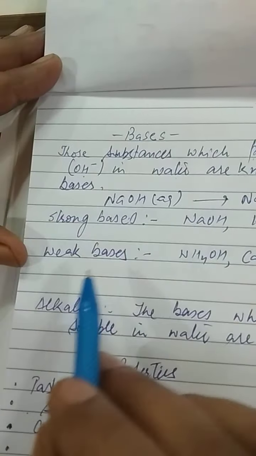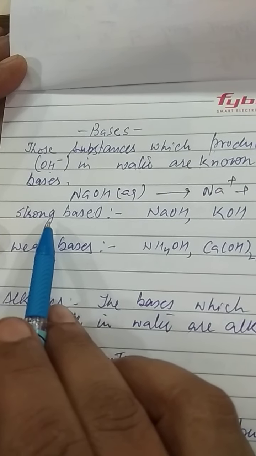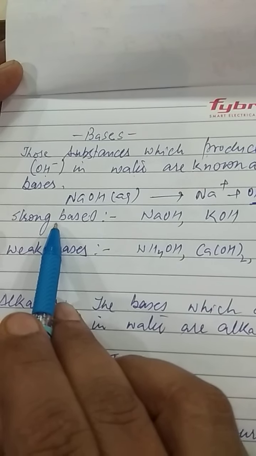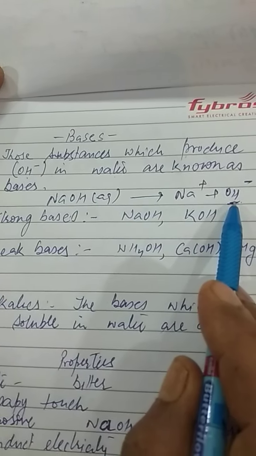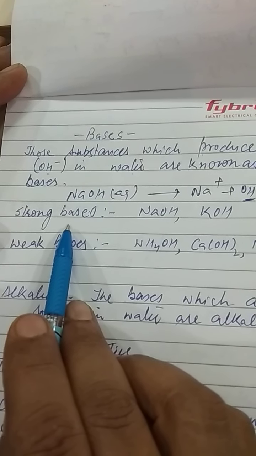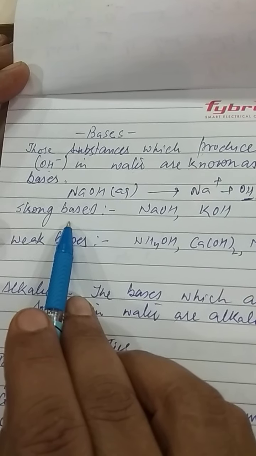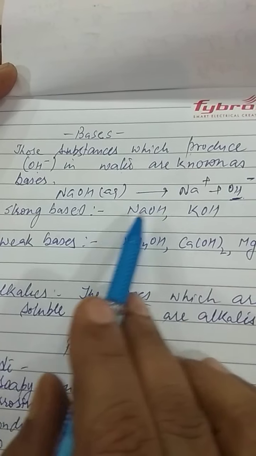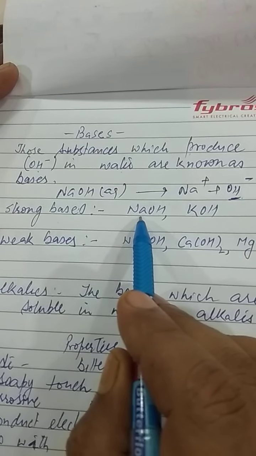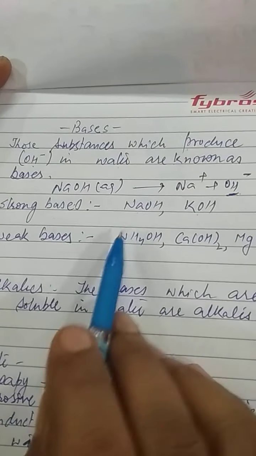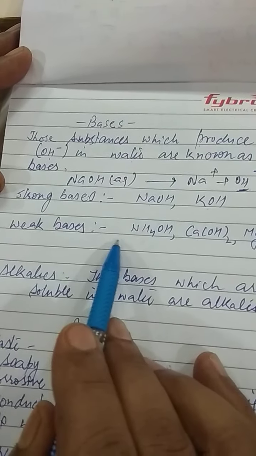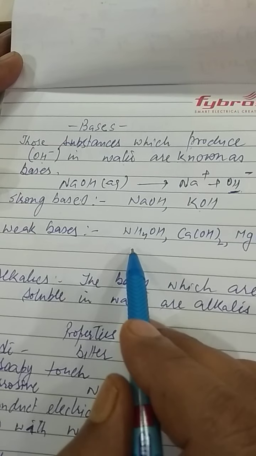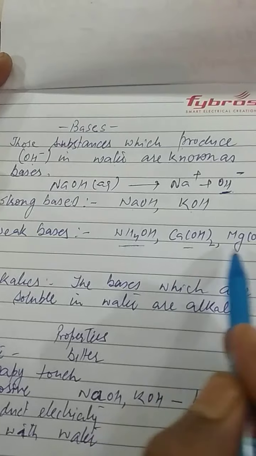Now again, strong acid and strong base. The bases which completely dissociate in water and give a large number of hydroxyl ions are known as strong bases. Sodium hydroxide and potassium hydroxide are strong bases, and the bases which partially dissociate in water and give fewer hydroxyl ions are weak bases. Ammonium hydroxide, calcium hydroxide, magnesium oxide, these are all weak bases.